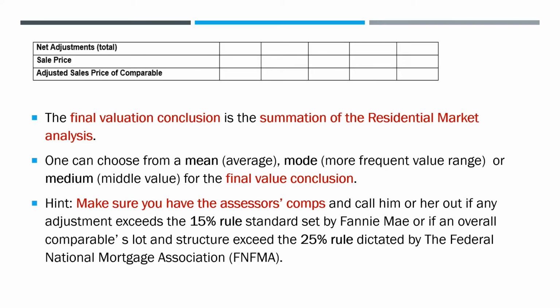In this example here, we show the final value conclusion, which is a summation of all the residential market analysis that we had done before. Now, you want to make sure that you have the assessor's comps and call him out if his adjustments exceed the 15% rule or the 25% rule when it comes to the structure itself and the property combined. Since your comps meet that rule and his don't, his are invalid and yours are valid.